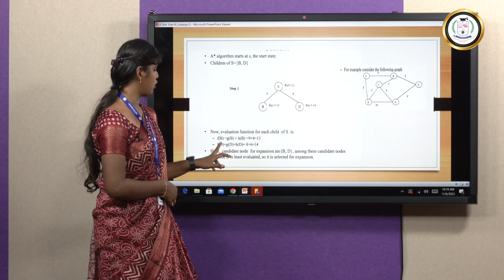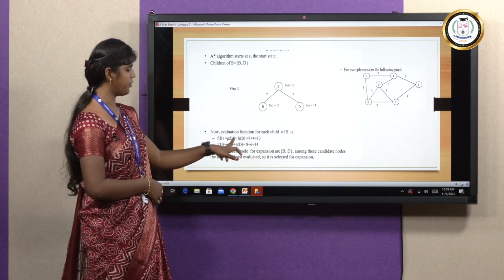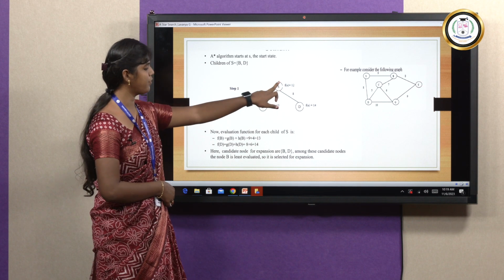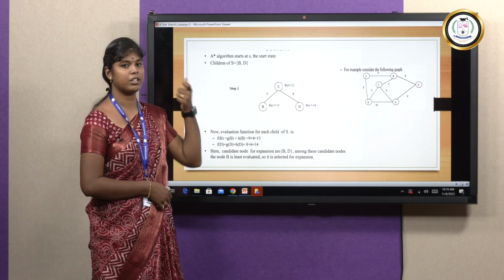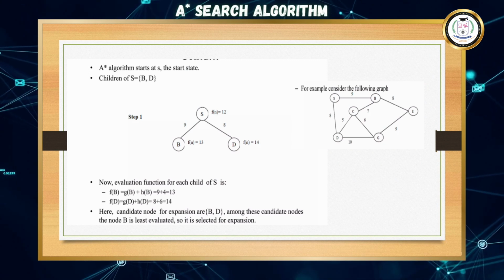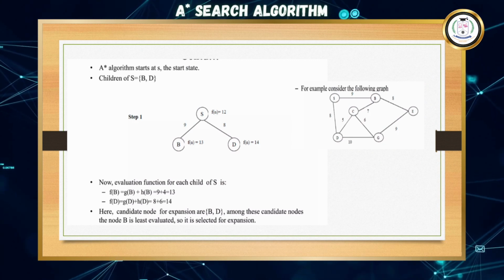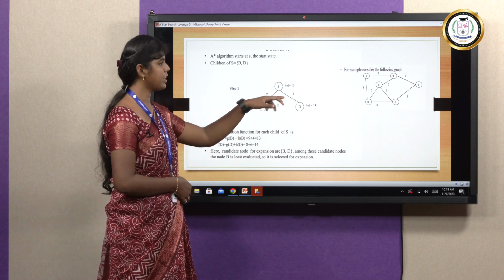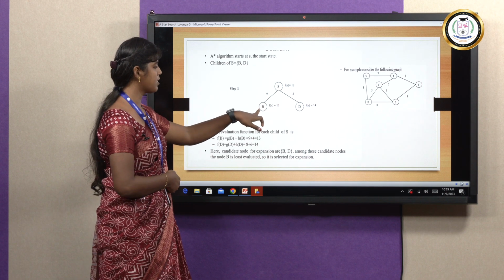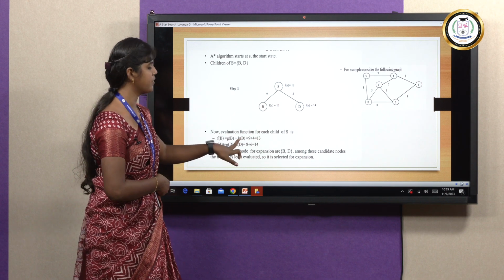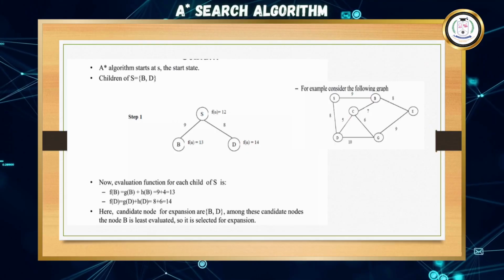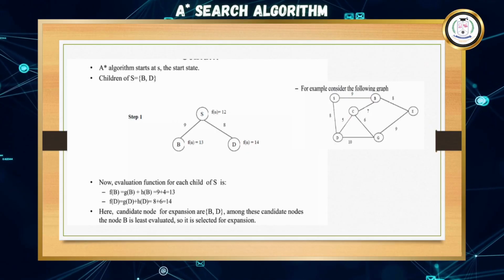So what is my formula here? f of n is equal to g of n plus h of n. Here g of n for S to B is 9, and h of B is the heuristic value. The B heuristic value is 4. So 9 plus 4 is equal to 13. So for S to B, the total cost is 13.